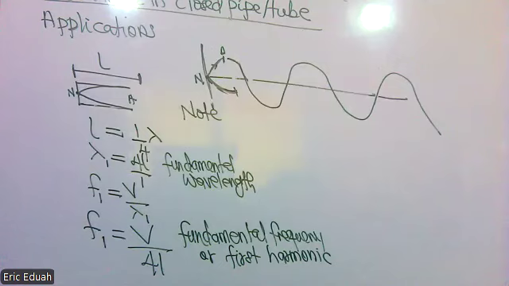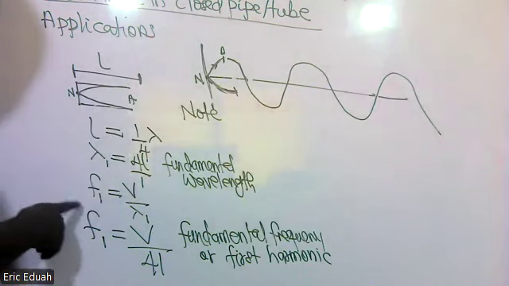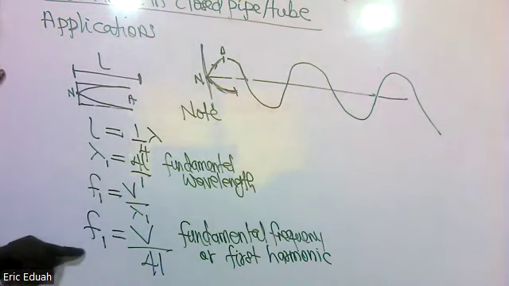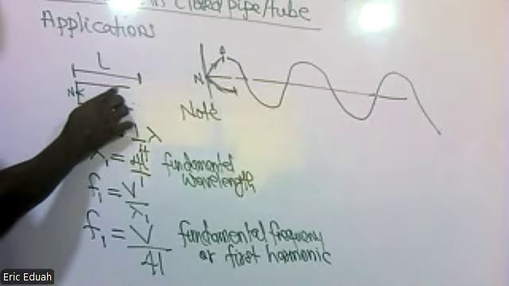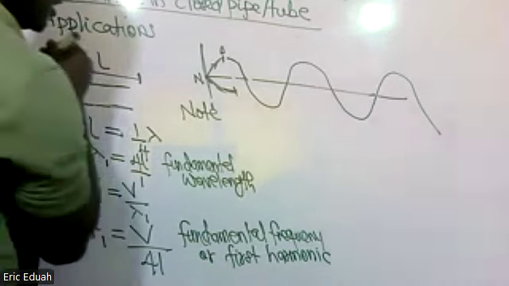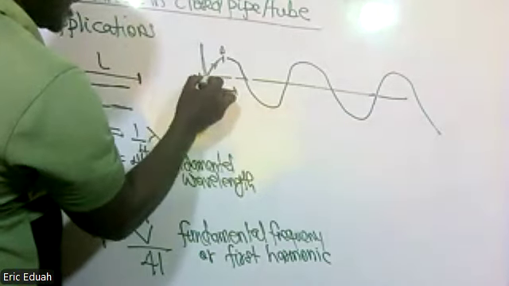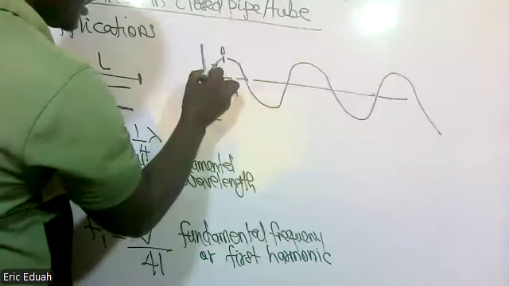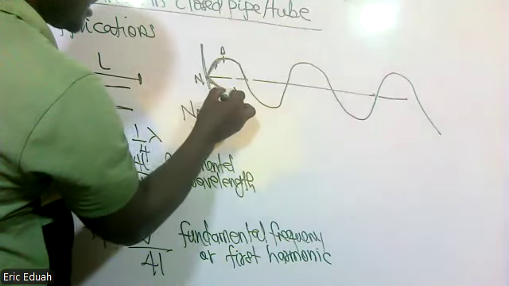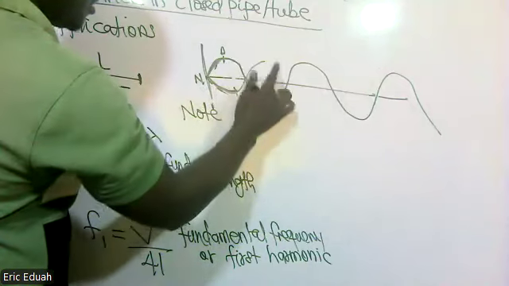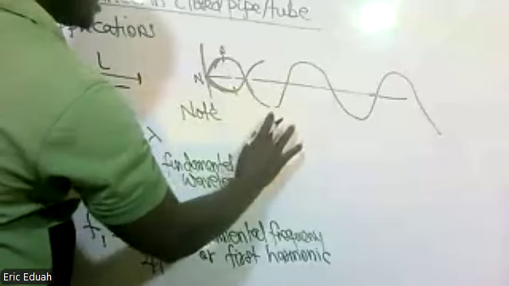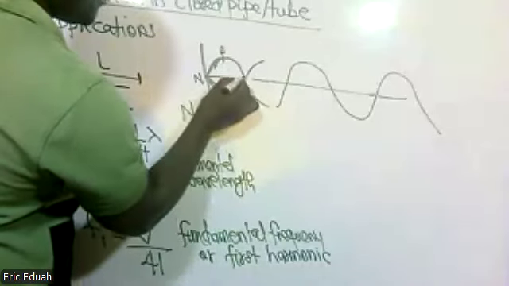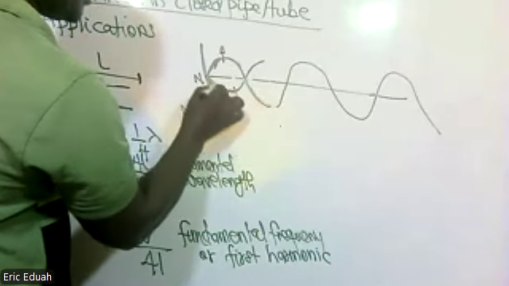Let's determine subsequent notes, F2, lambda 2. Now, the second possible note that can be formed will have a node at the closed end. The second would override the first. There is formation of antinodes at the open end. So this will be the second possible note that will be formed.